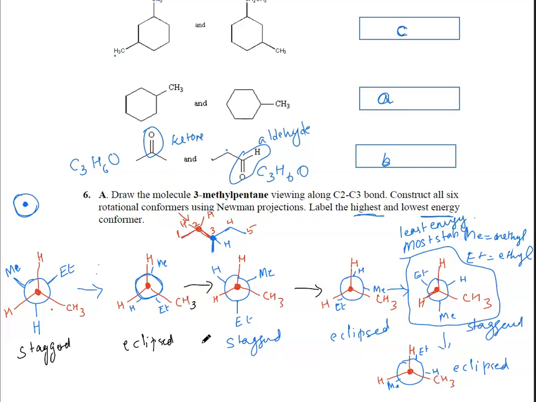And which one would be the highest energy one? It has to be an eclipsed one, the structure where the methyl and the ethyl are eclipsing, which is this one. So this one is the one which has the highest energy, but is the least stable. That's how you label them. This one is my highest energy one, eclipsed, and this staggered one is my lowest energy one.